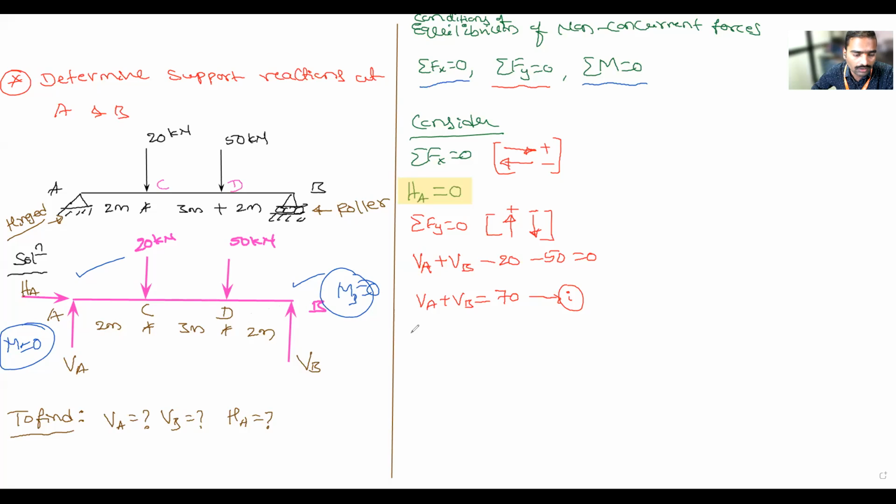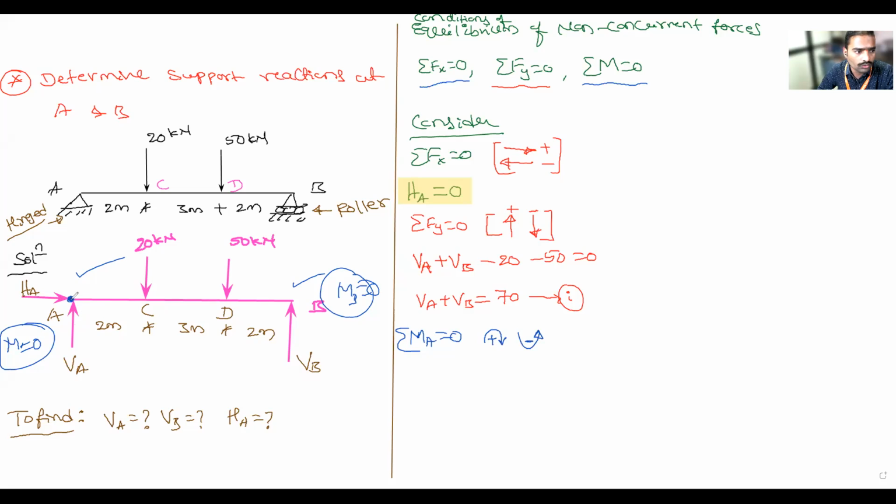Okay, next I will apply moment at this point A. Moment about A is equal to 0. Now at this point A, VA is passing through point A. Is it producing any moment? No, because it is passing through the given point. HA is also passing through the given point. Is it producing any moment? No. Again I will assume the sign convention. Is it clockwise or anti-clockwise? Clockwise is positive and anti-clockwise is negative. So HA and VA will not produce any moment.